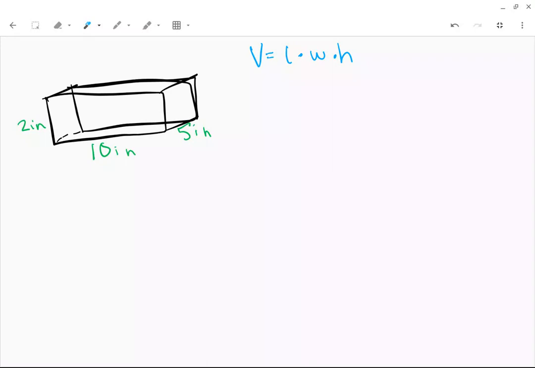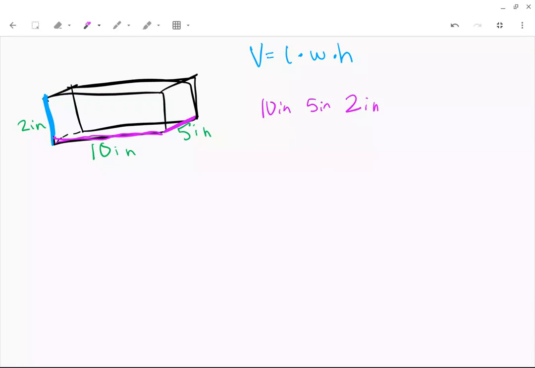So I have a rectangular prism to the left. Our height will be 2 inches. So we want to know how tall the shape is. So our height will be 2 inches. When we talk about the width, we want to know the depth of the shape. So it says it's 5 inches. And our length, how long the shape is, is 10 inches.